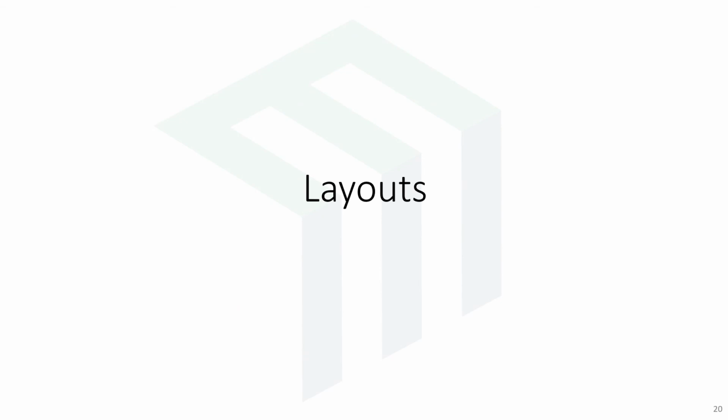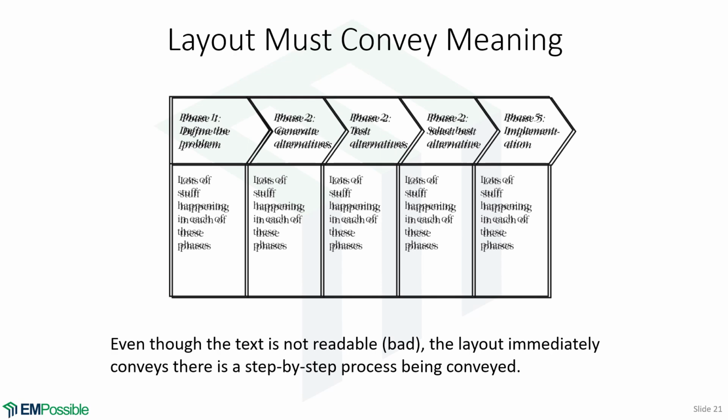Layouts, and some good things to consider when you're laying out a slide. So the text here is completely messed up. That's intentional. It's meant to not be readable. However, just from the way this is laid out, we can tell that this is sort of a step-by-step. It's conveying a flow of something. And so if you're conveying a step-by-step, consider doing something graphical like this and not just throw text down, but throw graphics here that tell a story.